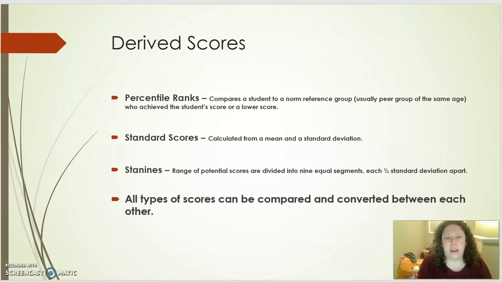Standard scores are calculated from a mean and a standard deviation, a basic average. Stanines are basically range percentile scores that are divided into 9 equal segments. And then each of those segments is a half standard deviation apart. And all of these scores can be compared and converted between each other to show where a student is actually performing at the time of evaluation.